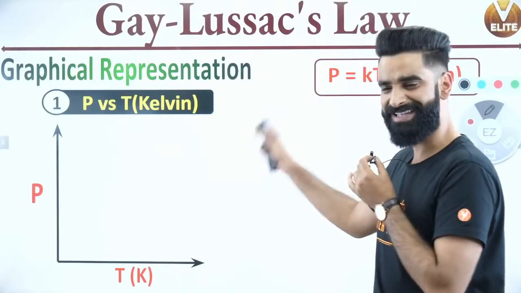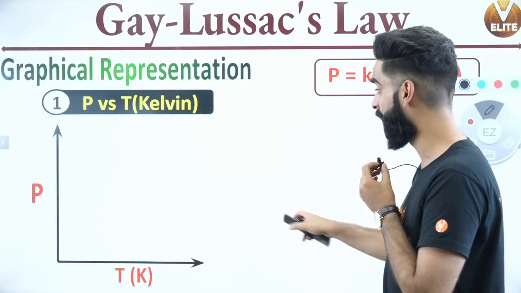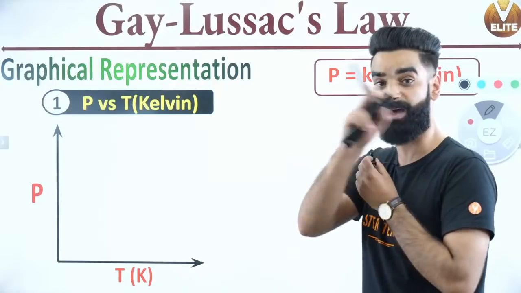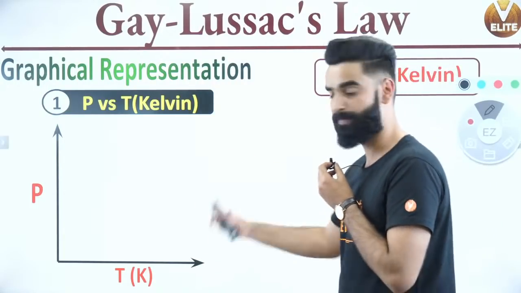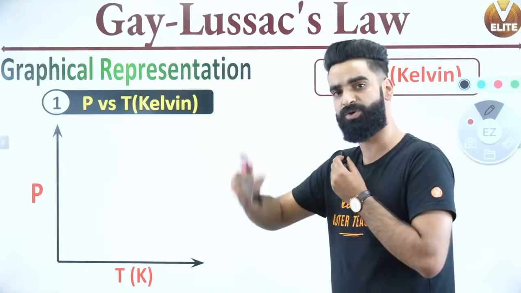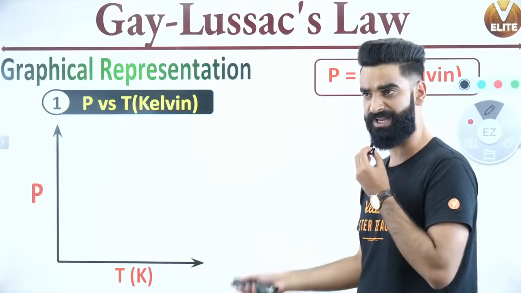Anyways, can you just take a screenshot of it and let me know in the comment box afterwards what is the nature of the curve for this P and T? This is the first assignment for you: pressure versus temperature in Kelvin. Tomorrow also I'm going to start from the same point, but take it as the assignment.